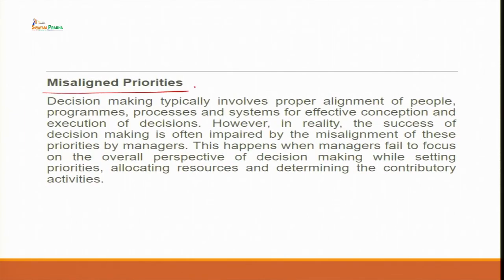Then comes misaligned priorities. This is also a challenge, and decision making typically involves proper alignment of people, programs, processes and systems. But in reality, the success of decision making is often impaired by misalignment of priorities by the manager. This happens when managers fail to focus on the overall perspective of decision making while setting priorities, allocating resources and determining the contributory activities. So, they are not able to combine these things well in proper alignment.